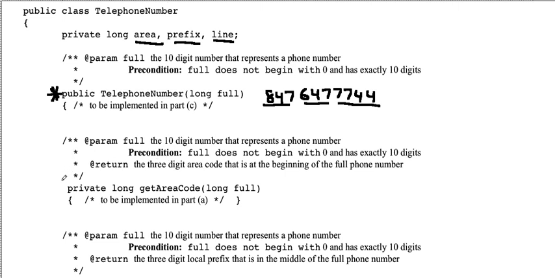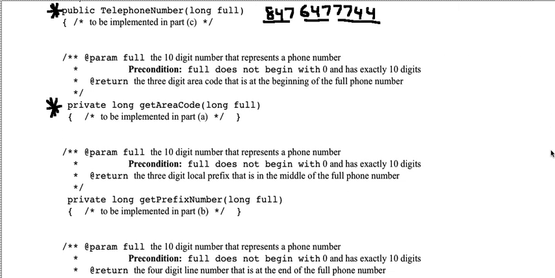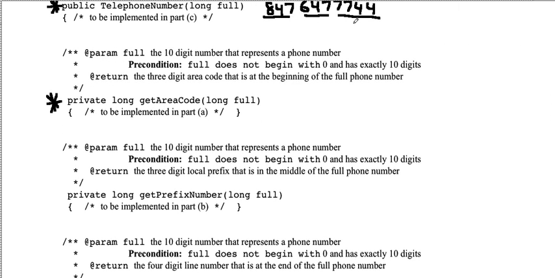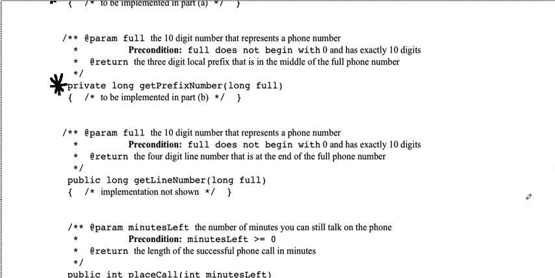In part A, the first thing we're going to do is this method called getAreaCode. It's supposed to take in a full 10-digit number like this and return only the area code part, which is the first three digits. Likewise, in part B, same idea but a little bit more difficult. We take in the full 10-digit number and it returns the middle number, which is the prefix. The third method is the line number, and this one we don't have to do. You can just assume it's already done. It says the implementation is not shown, so just remember that we have this method.